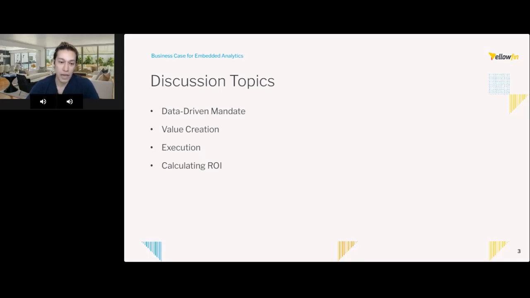And then finally, how do we calculate the ROI of an embedded analytics use case, using data within embedded analytics to deliver value to customers and enterprises? What are some of the numbers around that? So we have a real life example that we'll walk through at the end of this presentation.